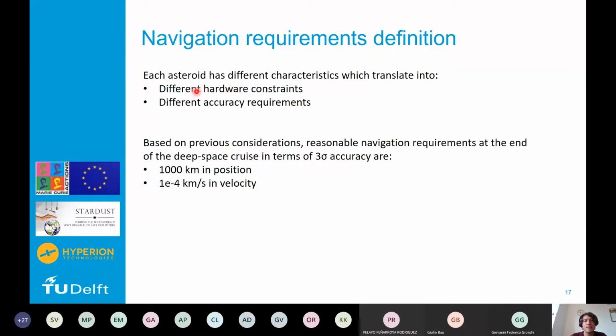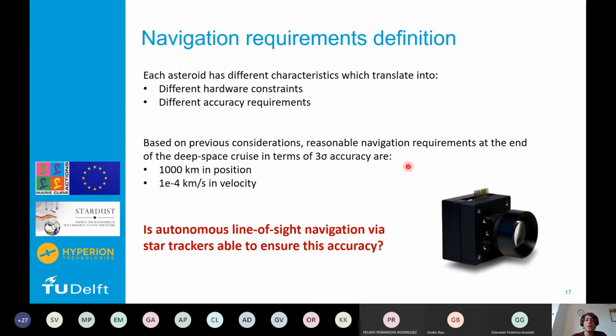So each asteroid has different characteristics, which translate into different hardware constraints and different accuracy requirements. But in general, just to have a rough number to deal with navigation filter, it is reasonable to assume navigation requirements around 1,000 kilometers in position and 10 to the minus 4 kilometers per second in velocity with a 3 sigma accuracy. So it is legit to ask ourselves if autonomous line of sight navigation via star trackers is able to ensure this accuracy.